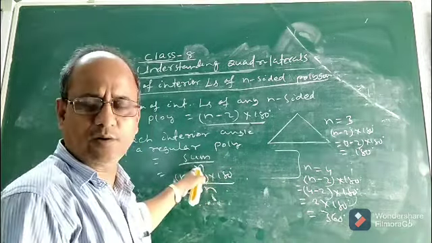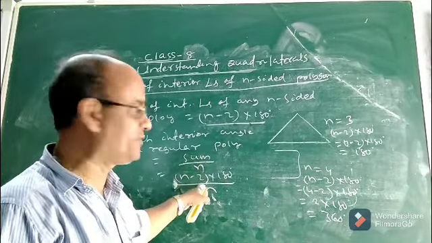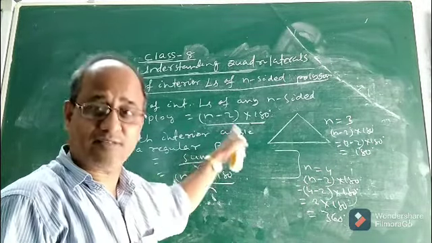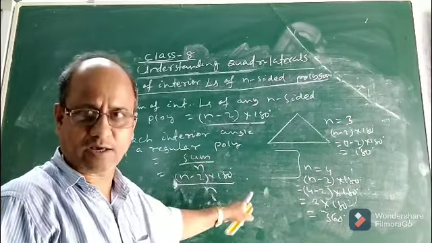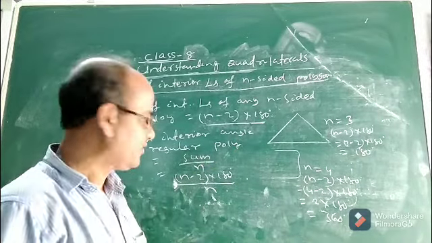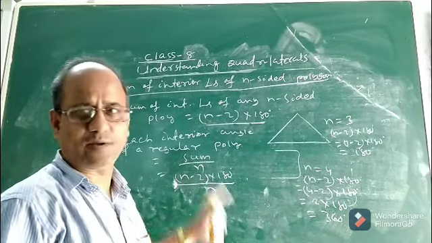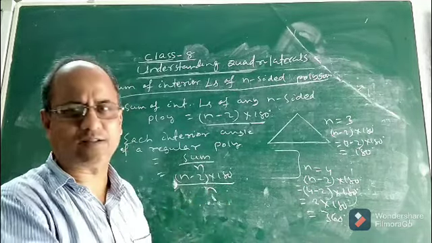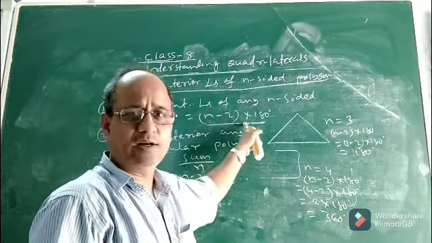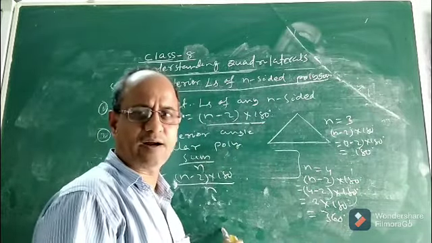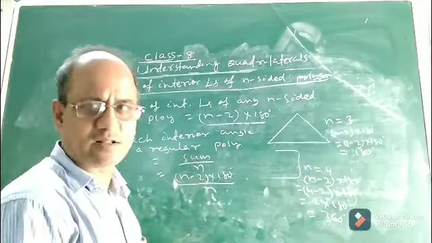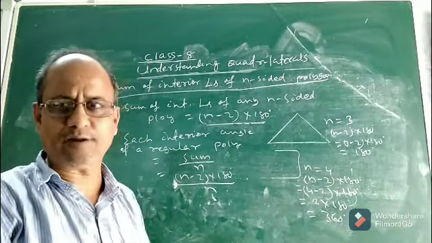You see, this will be the formula to find the measure of each interior angle of a regular polygon. Okay, if the polygon is regular, how to get the measure of each angle? By this. That means first you find the sum of interior angles. Whatever you get, you divide it by the number of sides. You will get the measure of each interior angle of a regular polygon.